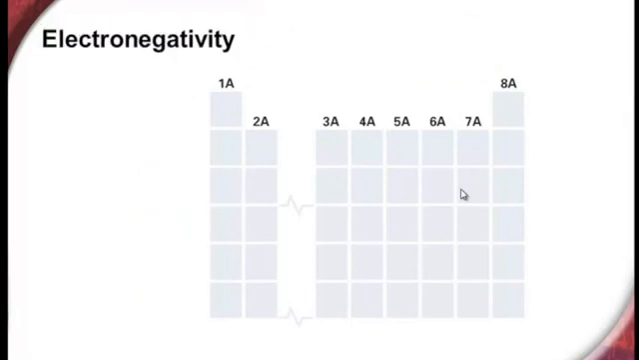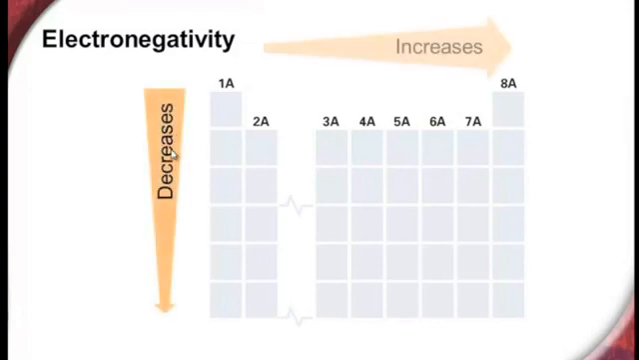And finally, electronegativity. What's electronegativity doing from top to bottom? It's going down. Okay, just like ionization energy. And also like ionization energy, electronegativity is going to increase left to right.